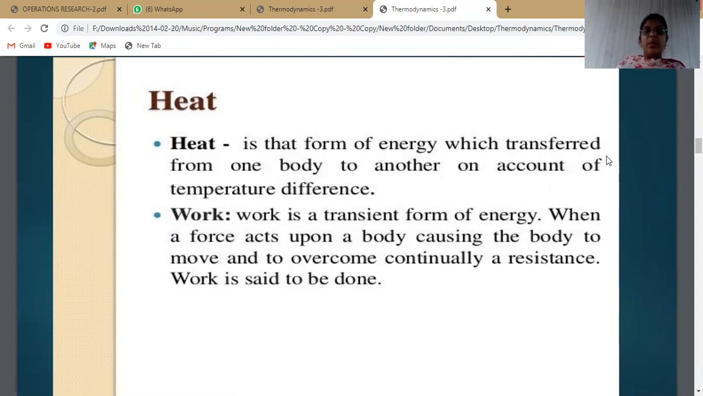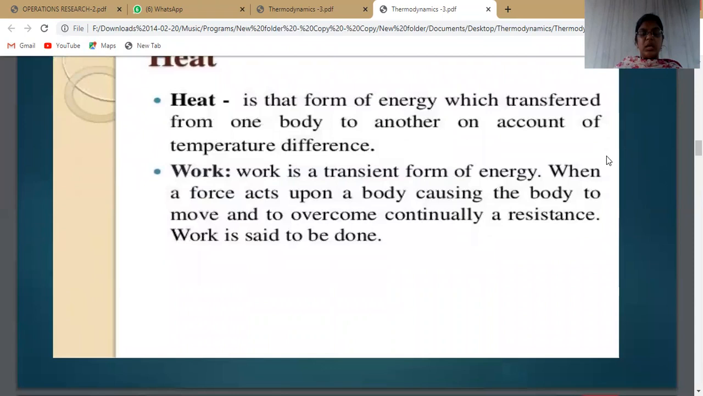After some time, when we touch the other side, we feel some heat because of the temperature difference. Initially it is 300 degrees centigrade, and after some time the temperature decreases to 150 degrees centigrade. So the heat flows from one end to the other by the law of conduction. Temperature difference takes place. Heat is a form of energy which is transferred from one body to another on account of temperature difference. And next, work is a transient form of energy.